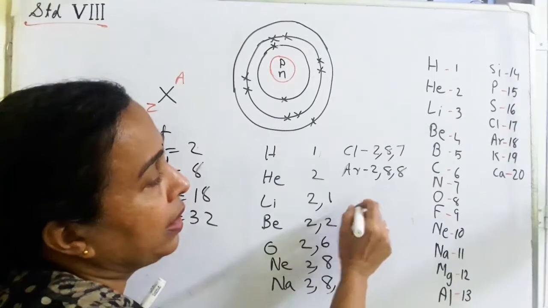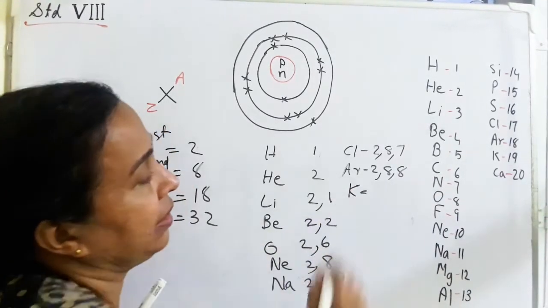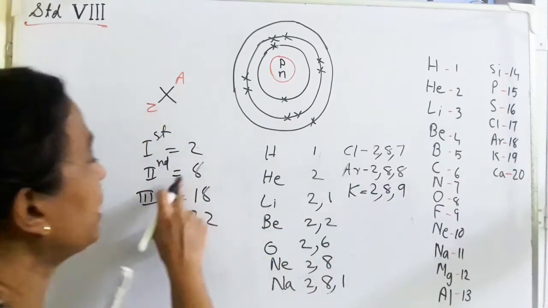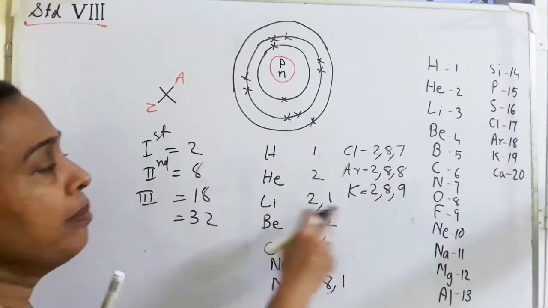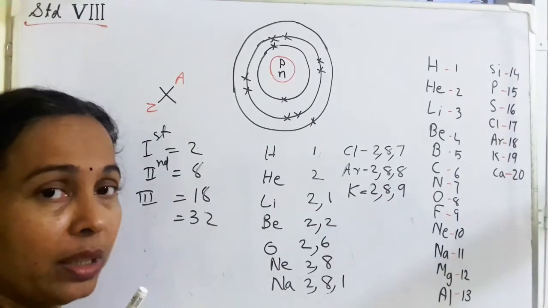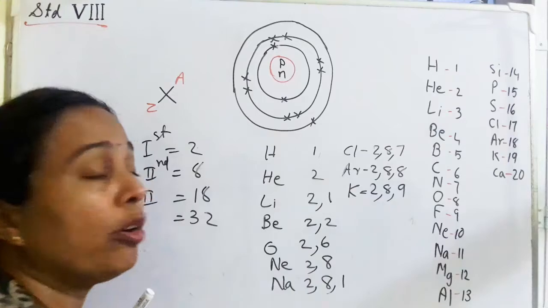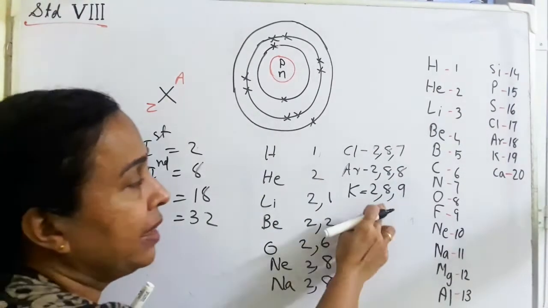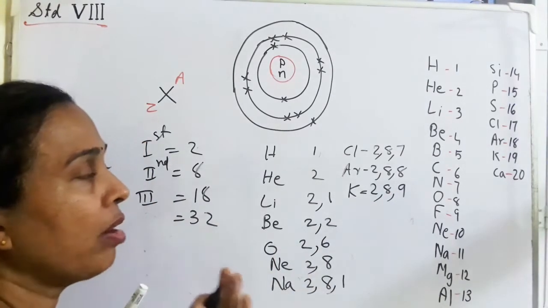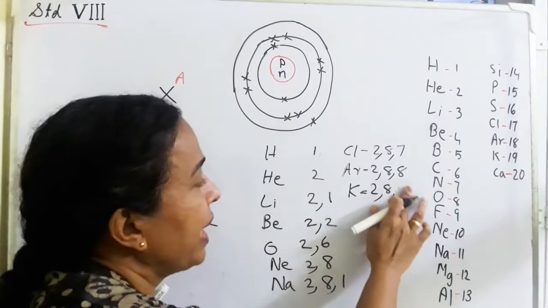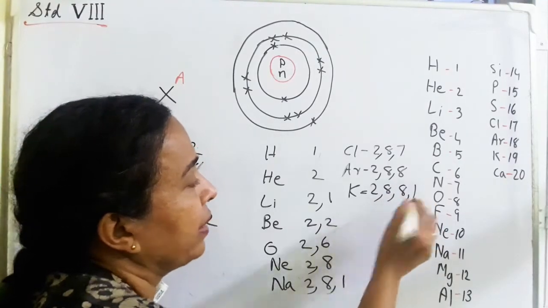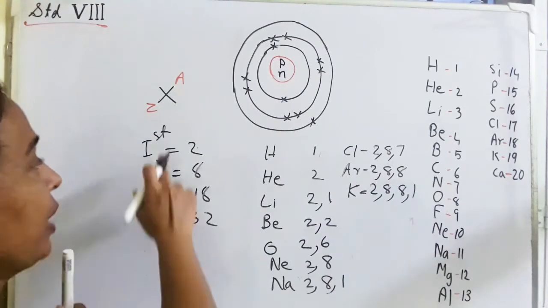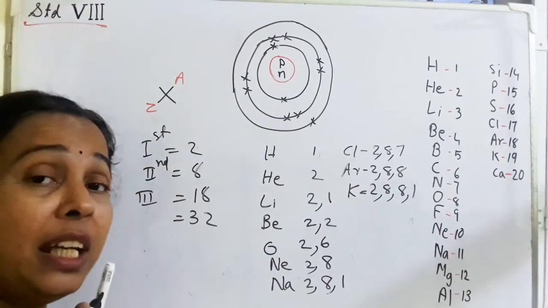Now next is potassium 19. So the electronic configuration would be 2, 8, 9, because the third shell can accommodate 18. But according to the octet rule, the third rule, the outermost shell should not have more than 8. So far, as you have written, no atom is having more than 8. But here it has come more than 8. So it is wrong. It is against the octet rule. So we will write the electronic configuration as 2, 8, 8, 1. Now it is not against the octet rule. But we may have a doubt. Ma'am, according to the 2n square rule, the third shell can accommodate 18 electrons.